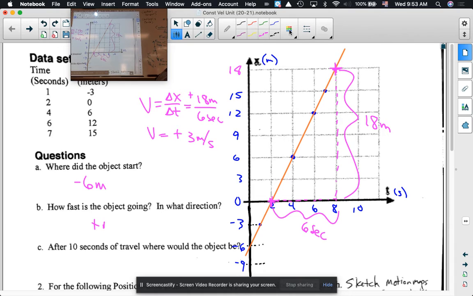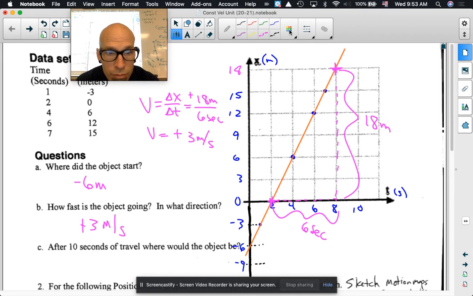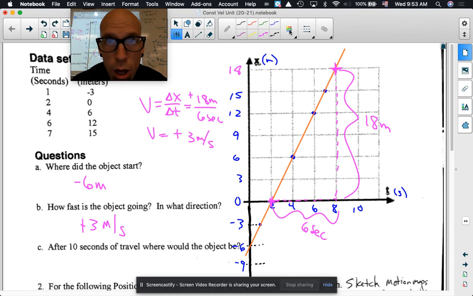Now, oops, might help if I put a number in there. Positive 3 meters per second. Now, here's the deal. If you're answering this question and you say that the answer is just 3 meters per second, well, then you only answered the first part. You answered how fast. Direction also needs to be part of your answer.